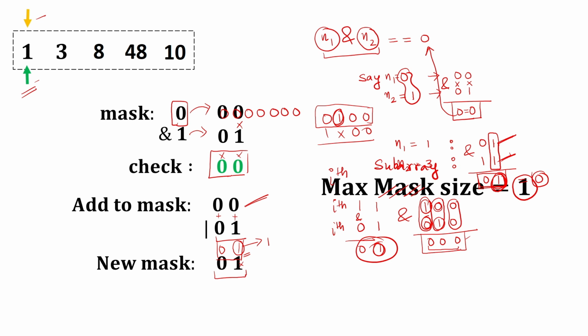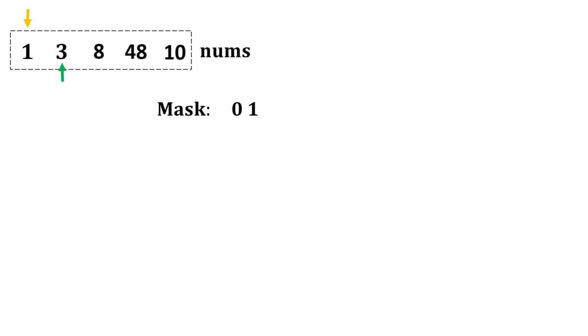Now let's check for the other elements that are in my array. So who would let me check? This green pointer. I shift the green pointer one step ahead. There you see, I have shifted my green pointer one step ahead. The mask has been changed to this after I have added a 1. Now let me check if I can add a 3. I check by doing a bitwise AND. So write the binary representation of the mask, 0 1, which remains the same because that is the original binary representation. What is the representation of 3? That is 1 and 1.